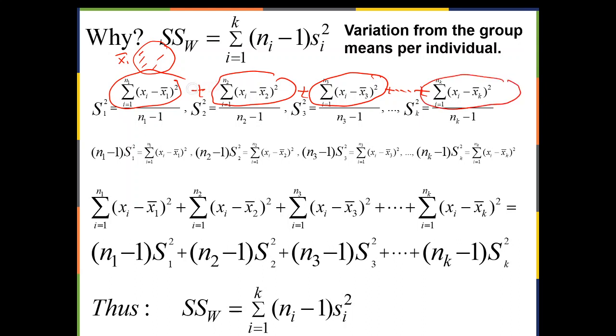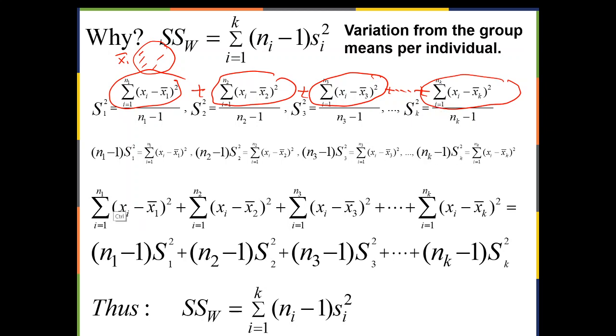That's my goal. Now, how do I accomplish this using the S1, S2, S3 squared? Well, I'm going to multiply S1 squared by N1 minus 1. So what is that? That would be the numerator, first one. This would be the second one. This would be the third one. And this would be the fourth one.